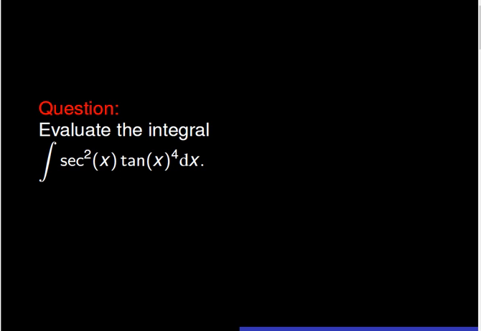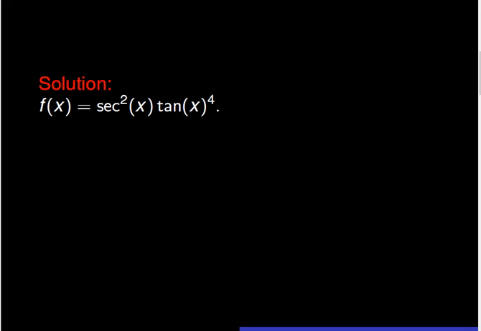In this problem, we are asked to find the antiderivative of the function secant square of x times tangent of x to the power 4. Let us integrate the function secant square of x times tangent of x to the power 4.